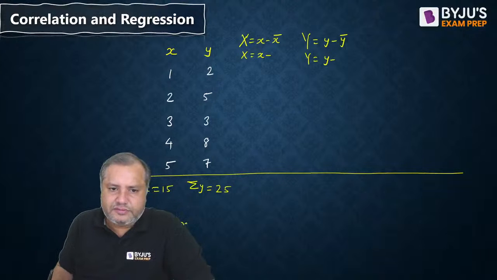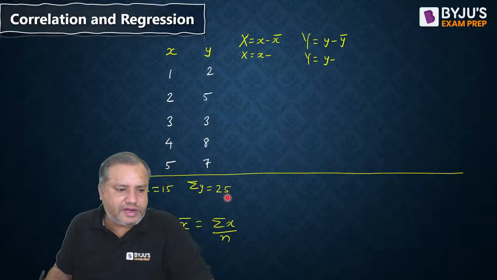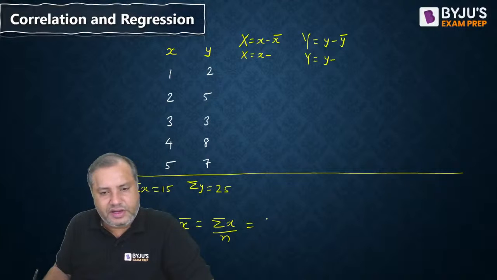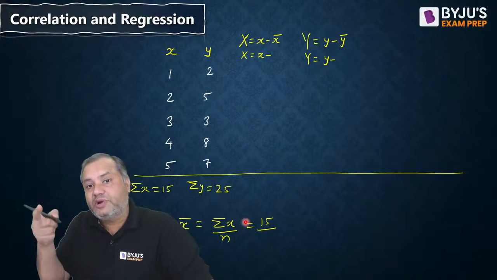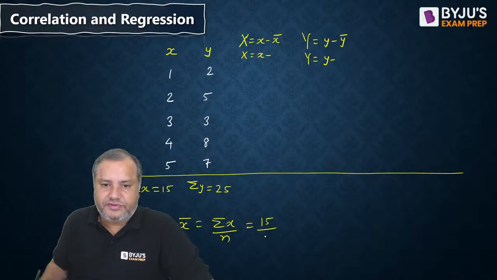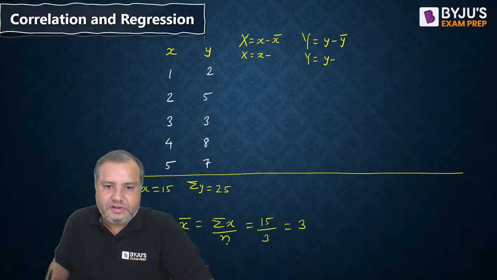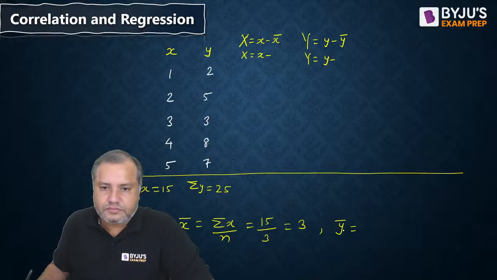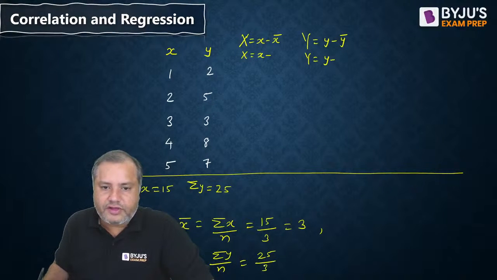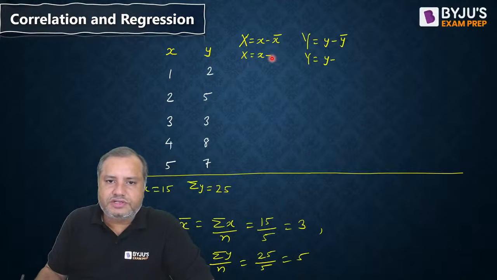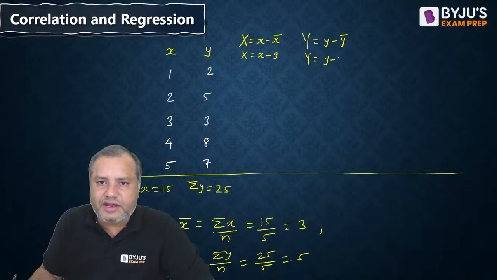Now we need X bar. X bar is summation of X upon N. What is N here? How many data are given? 5 data are given here. Data itself is plural. Datum is singular and its plural is data. 15 by 5 is 3. Then Y bar is summation Y on N, 25 by 5, that will be 5. So students, we have got the value of X bar. X bar is 3 and Y bar is 5.